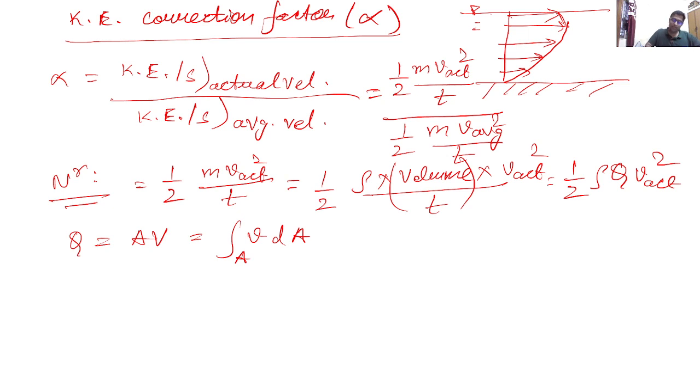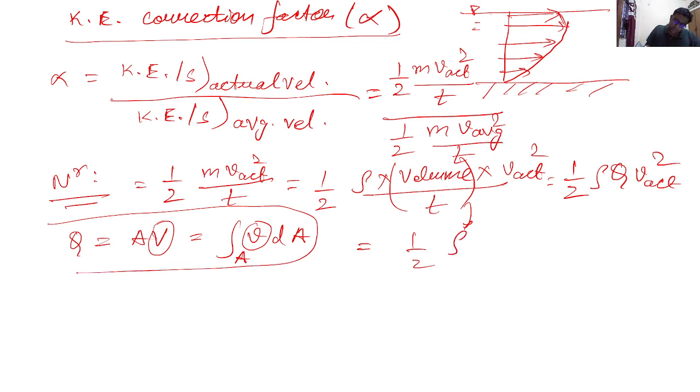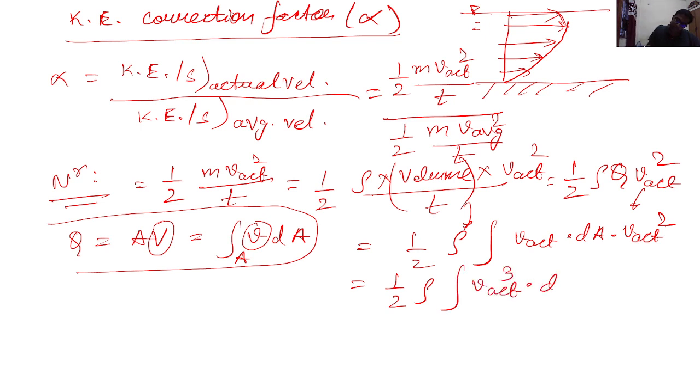So capital V in our case is the average velocity, small v is the actual velocity. So we can again write this expression as half rho, just write the Q as equal to integration of v times dA. So this would become v actual times dA times v actual square. So finally the numerator would look like this: half rho times v actual cubed times dA. This is the numerator.